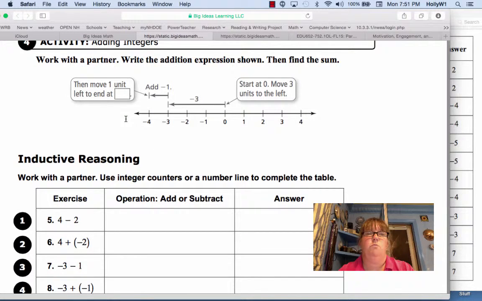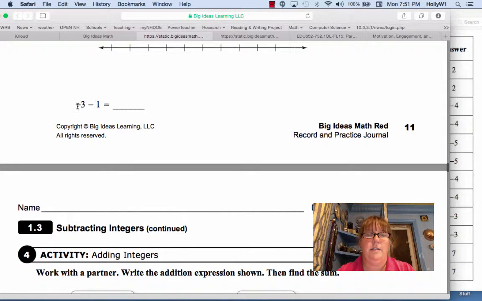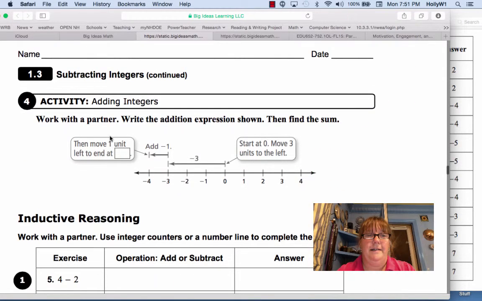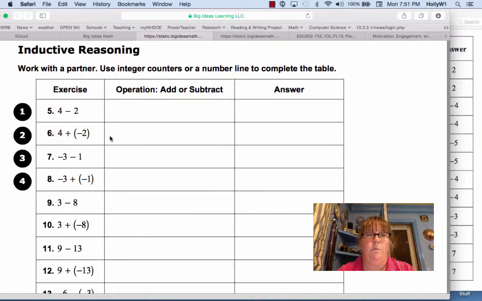In this case, it says work with a partner, write the addition expression shown, then find the sum. So we have to write what the actual addition expression is. If we start at 0 and we move 3 units to the left, that's negative 3. And then we add a negative 1. So that would look like negative 3 plus, parentheses, negative 1. It looks exactly like what this is, except you're adding a negative 1.